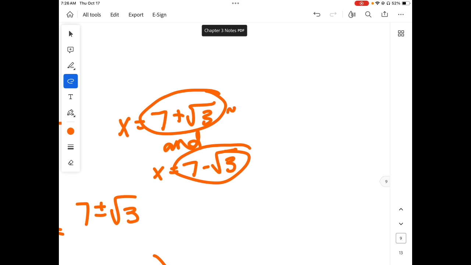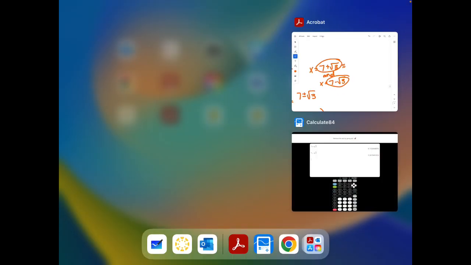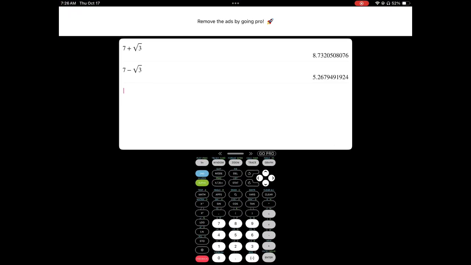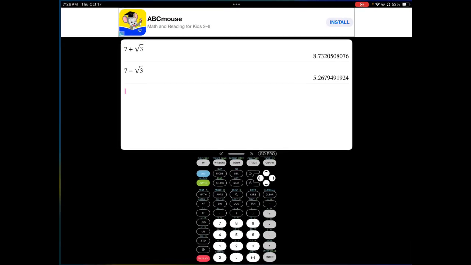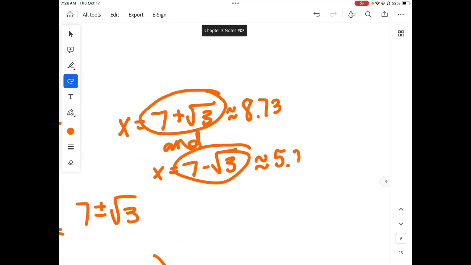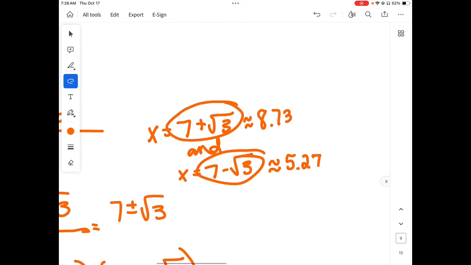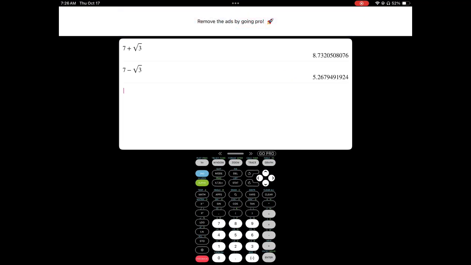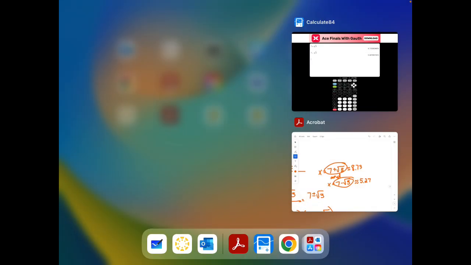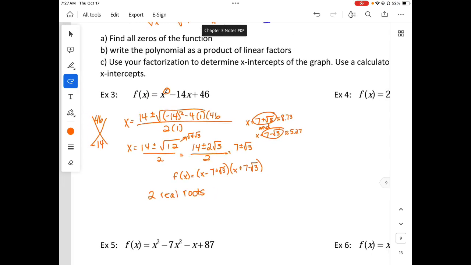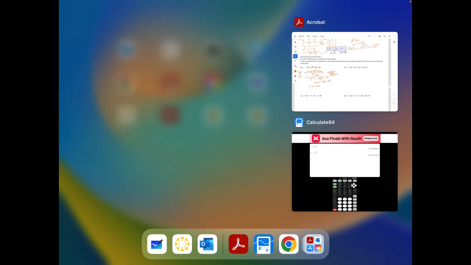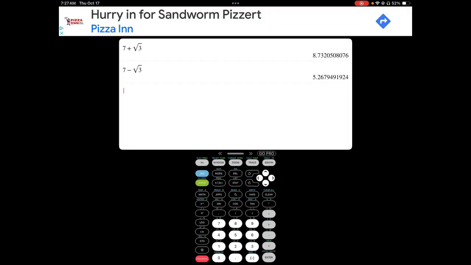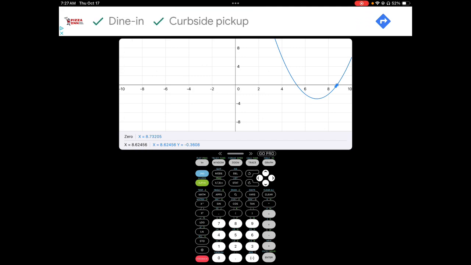So I'm going to write that over here. This is approximately 8.73, and this one is approximately 5.27. And those are our real roots. Use calculator to verify the real roots are only the x-intercepts, which we did. We looked at the table. We looked at the graph to verify that. Let's go to example 4.